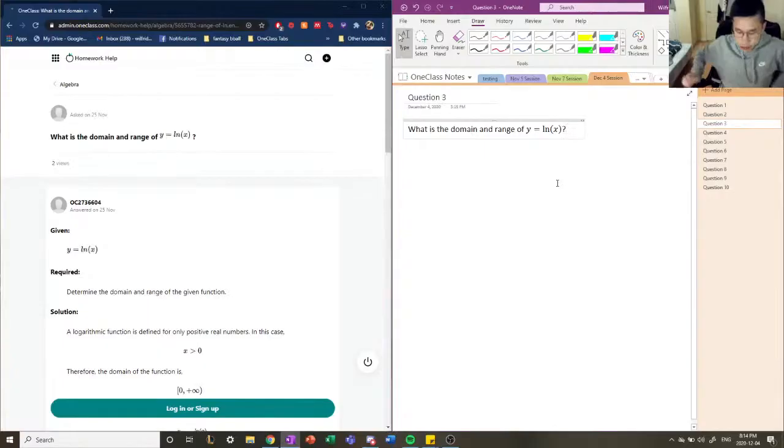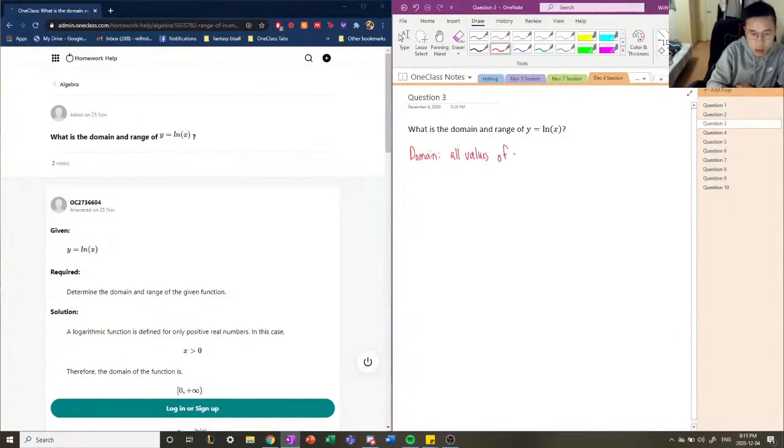Alright, so what is the domain and range of y equals ln x? So the domain is defined as all values of x where f of x is defined. What that means is that it doesn't go to infinity, it doesn't make an undefined number, it doesn't make a complex number, I guess. So that's what a domain is: all the valid values of x where f of x is defined.